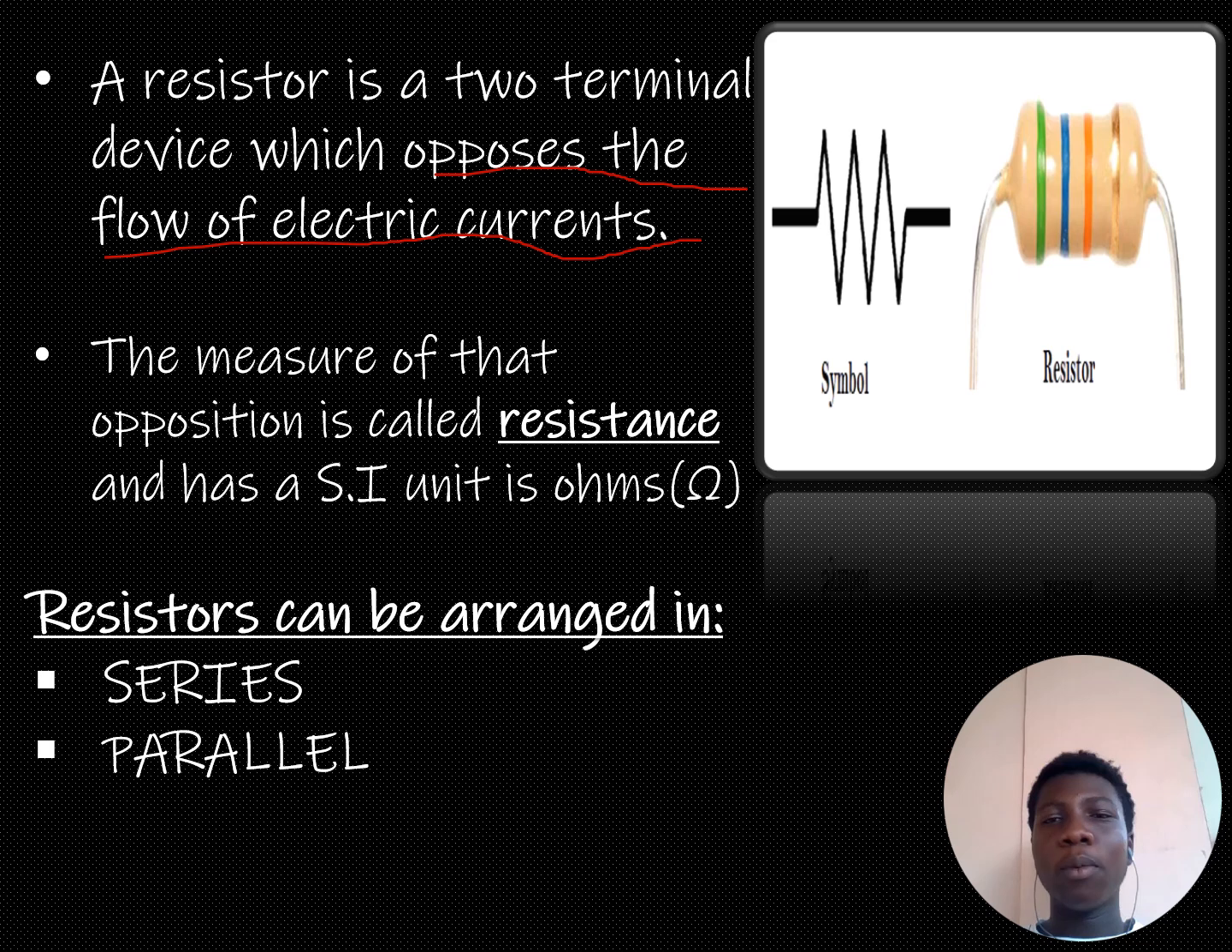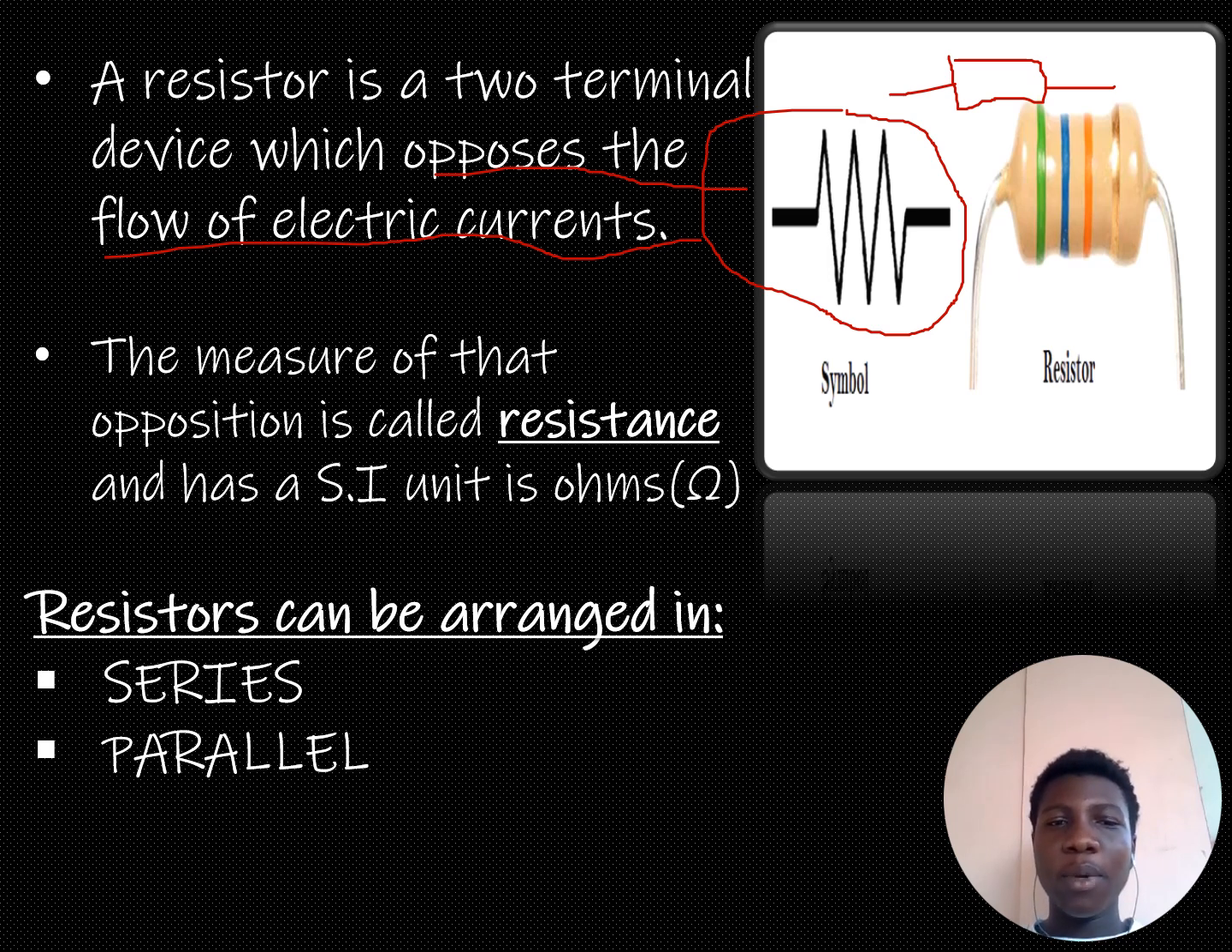And normally when you are being given an electric circuit, a resistor is represented by this. So this is the symbol for a resistor in an electric circuit. Sometimes it's in this form. Sometimes it's in this form.